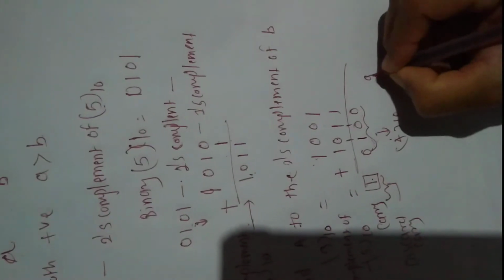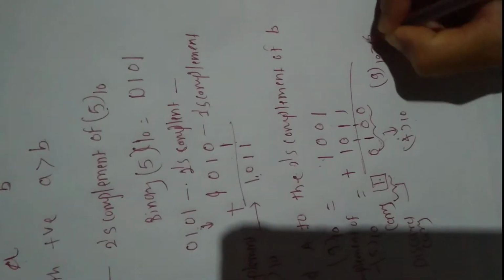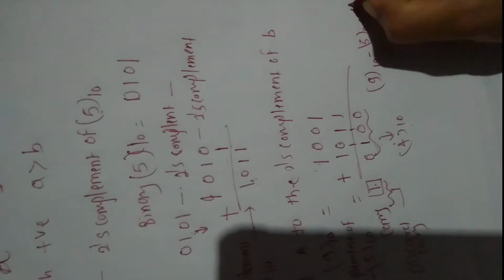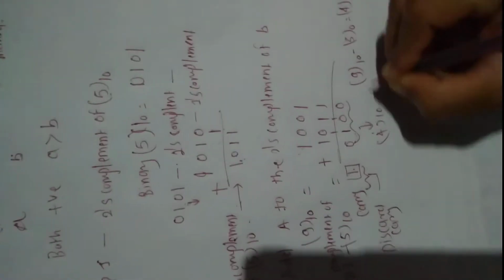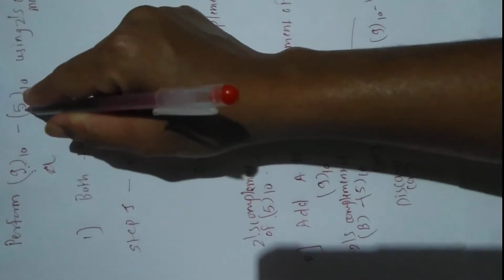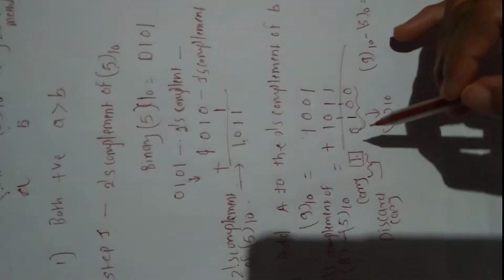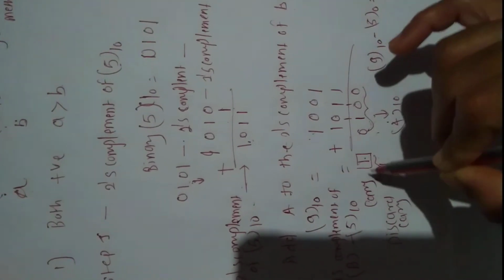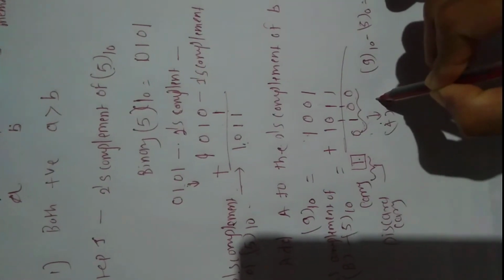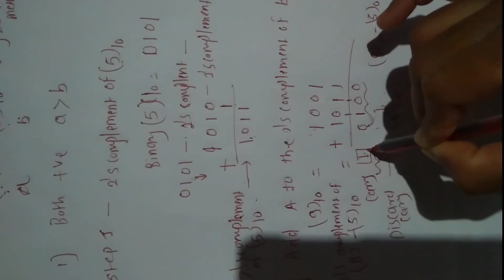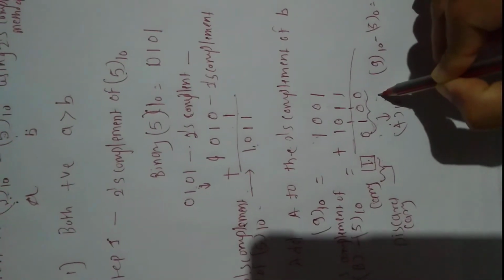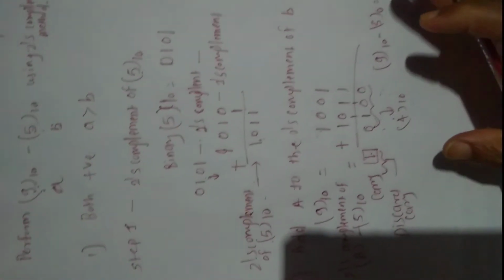So the answer of 9 base 10 minus 5 base 10 is 4 base 10. That is, A is positive, B is positive, and A is greater than B. This is the first case. In this first case, the carry is generated, the answer is positive and in its true form, so we discard the carry. So we stop here.